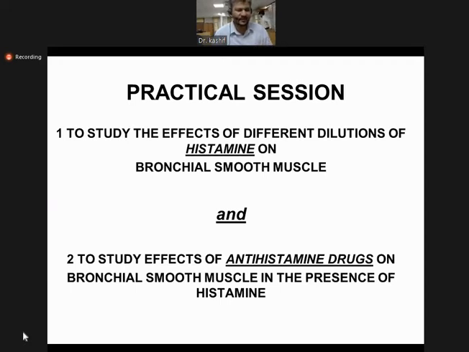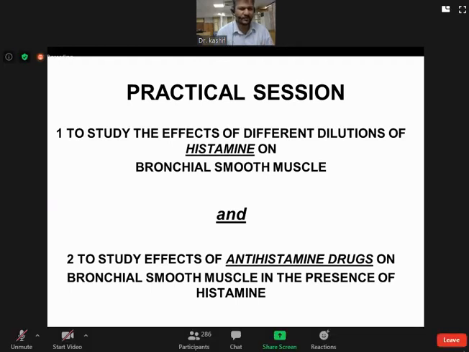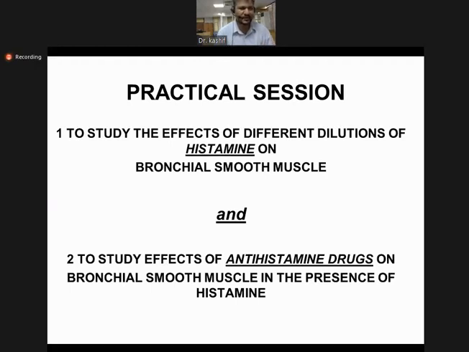The second practical is connected with this. Along with the histamine, in the same practical to observe the constriction effect, we use some drugs that are known as antihistamines. We use different antihistamine drugs to relieve this phenomenon, and this is how this part is combined. So two practicals: one with only histamine, the other with histamine along with the antihistamine. That is the intro of this practical session.